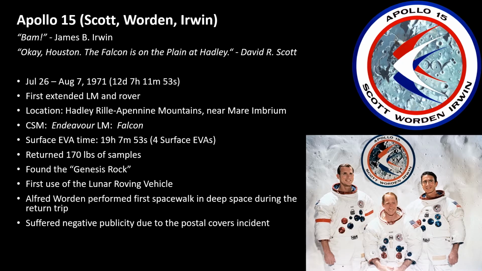The crew returned 170 pounds of samples and found what was nicknamed the Genesis Rock. It was originally thought that this piece of rock was part of the primordial lunar crust. However, further testing showed that it was younger than the surface of the Moon itself. This mission also saw the first use of the Lunar Roving Vehicle, or LRV. Alfred Worden performed the first spacewalk in deep space during the return trip, and Scott used a hammer and feather to validate Galileo's theory that absent air resistance, objects drop at the same rate due to gravity.